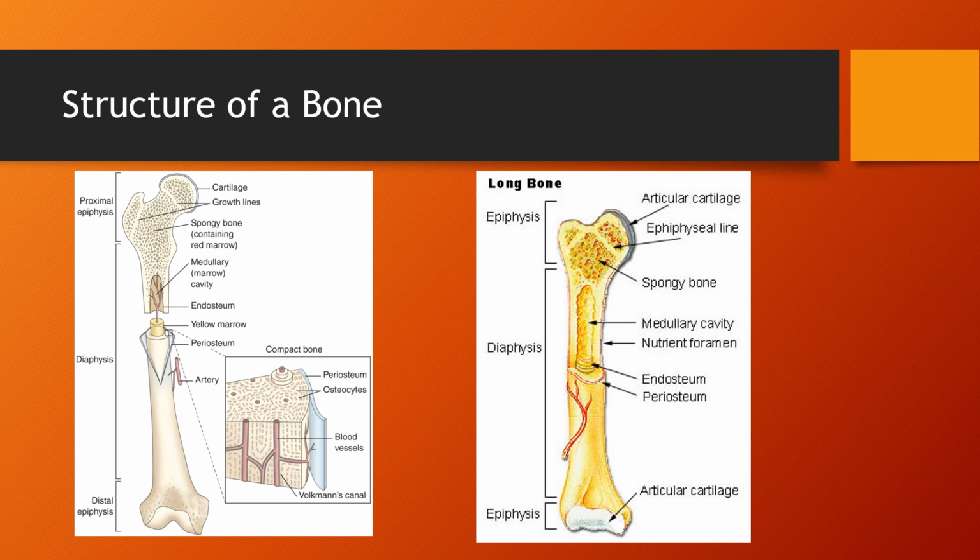And here in this slide are some pictures of the structure of a bone. Here's where you can see the spongy bone that contains the red marrow inside of the cell. You can see the cartilage. You can even see the growth lines. In the compact bone, you see where the osteocytes are, where the blood vessels are, and then just the different anatomical points of the bone.